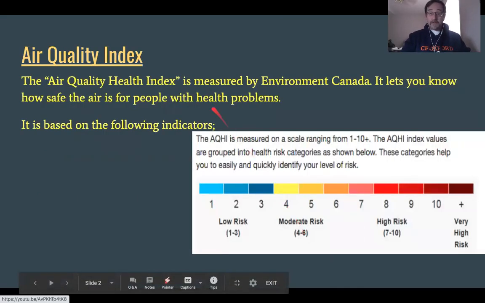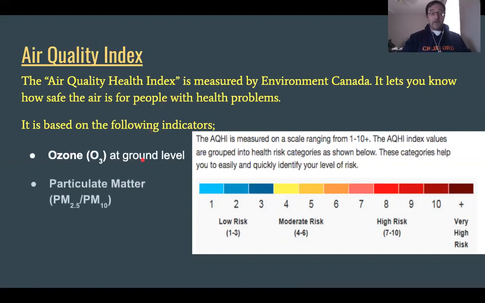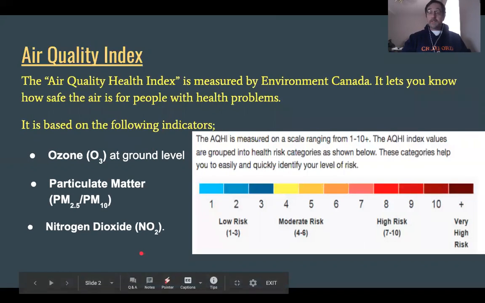Okay, so to begin with, we use something called the Air Quality Health Index in Canada. The Air Quality Health Index is measured by Environment Canada, although it's monitored by various local and provincial institutions. It lets you know how safe the air is for people with health problems. It's based on the following indicators: ozone at ground level, or O3, particulate matter, PM2.5 and PM10, and nitrogen dioxide.